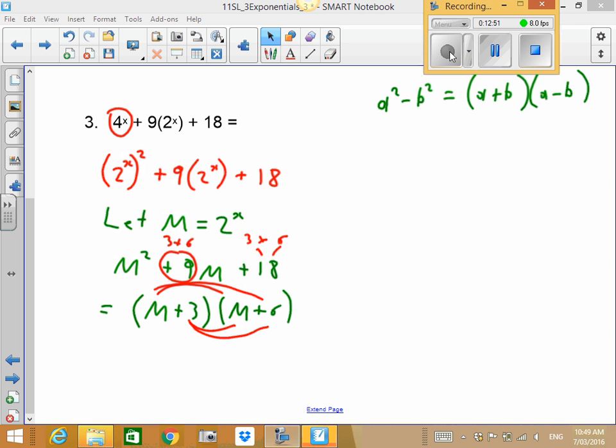Lastly, we need to replace the m with 2 to the x. So we get 2 to the x plus 3 times 2 to the x plus 6.